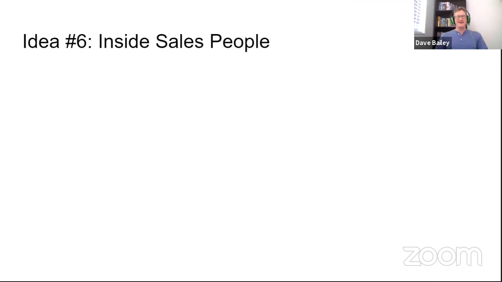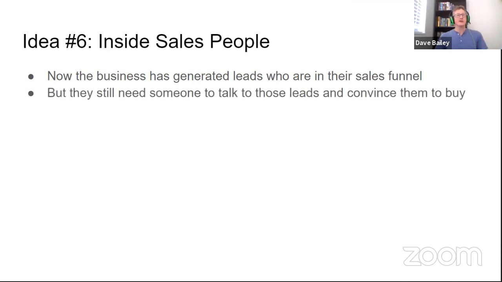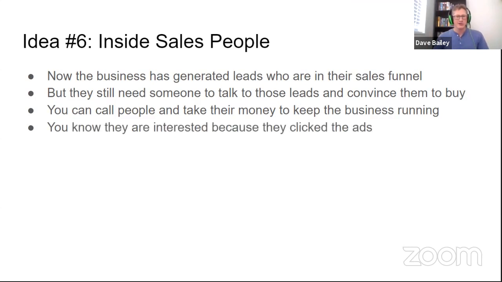All right. And then idea number 6, after people have been brought in through an ad campaign, after they are in the sales funnel and they're ready to buy, you need an inside salesperson to help them. So now that the business has generated leads who are in their sales funnel, they still need someone to talk to those leads and convince them to buy. That's what an inside salesperson does. You can call people, you've got their contact information, and take their money to keep the business running, or schedule a time for them to call you.